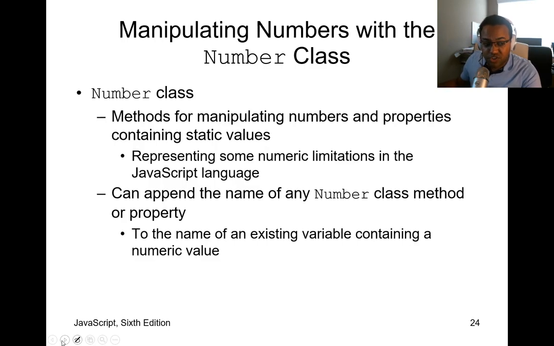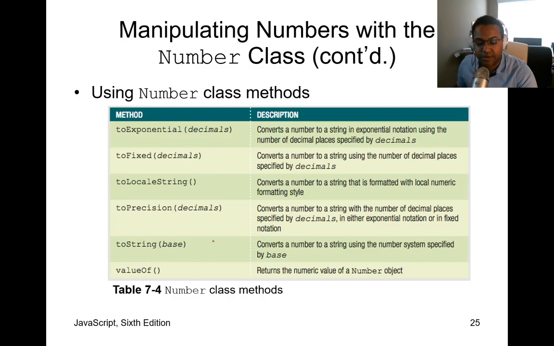All right, so let's jump on to the number class. What does the number class do for us? Well, it's a method for manipulating numbers and properties containing static values. It represents some numeric limitations in the JavaScript language, and you can append the name of any number class method or property to the name of an existing variable containing a numeric value. That's a lot, and it seems very confusing, but it's not so bad.